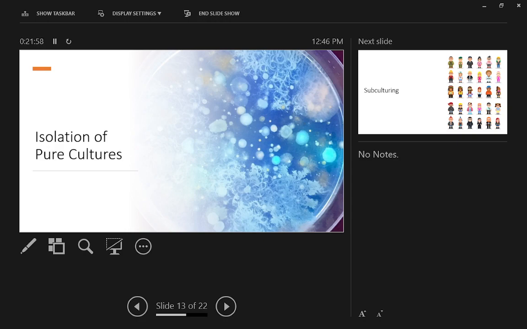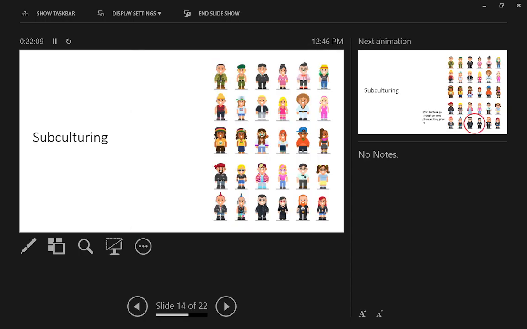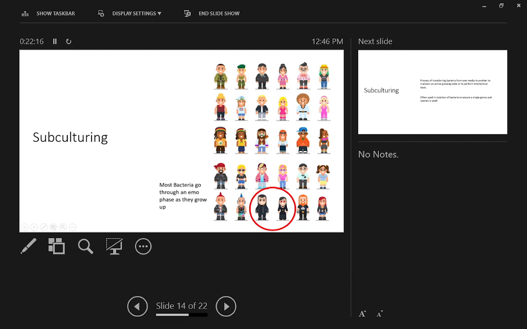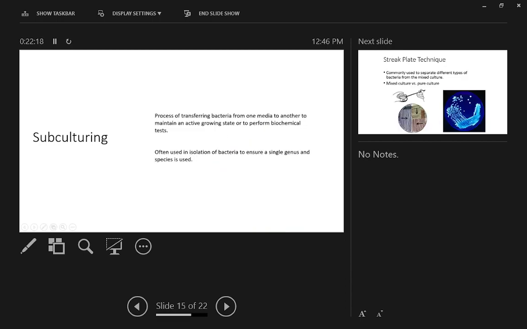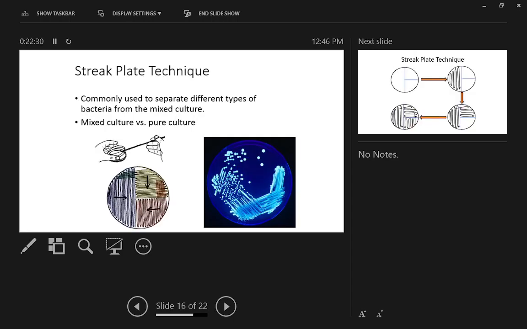Now the next part, which is isolation of pure cultures. This is a technique-heavy thing. It's very similar to the other streak for isolation, but in this case, we're looking for an isolation of a pure colony from a mixture. So subculturing, just in case you don't remember, isn't just about subcultures within humans. Even though bacteria also do go through an emo stage, it's the process of transferring bacteria from one media to another in an active growing state. We also use it to help us isolate a single genus and species from a single colony, because if we see a single colony, we say that was probably just one bacteria.